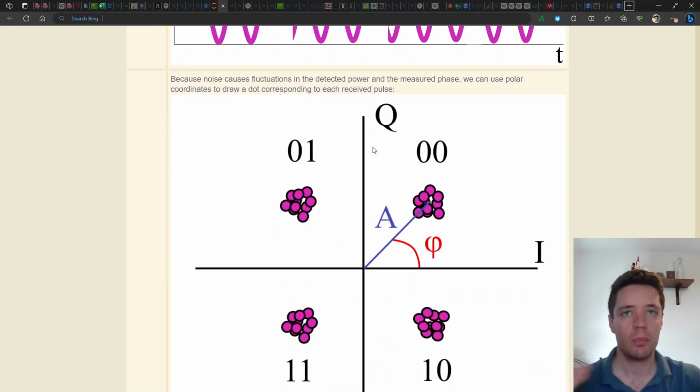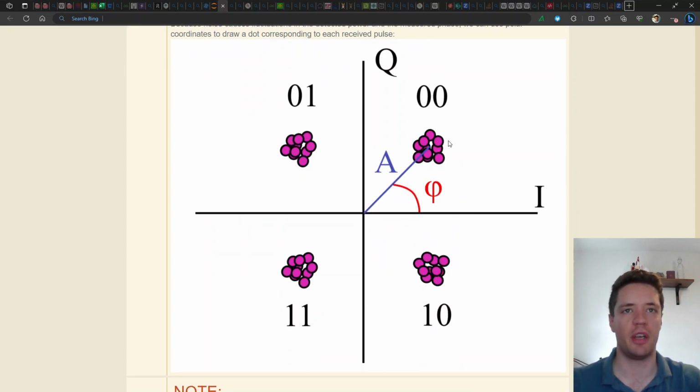But if we actually measure a lot of symbols coming in and then draw this kind of clever chart here in polar coordinates, where we draw both the electric field amplitude of the incident signal as well as the measured phase, then essentially we're going to get something a bit more like this, where instead of every single symbol being exactly at a certain location, a certain distance away, with a certain angle, it's sort of going to cluster around each one of these points right here.